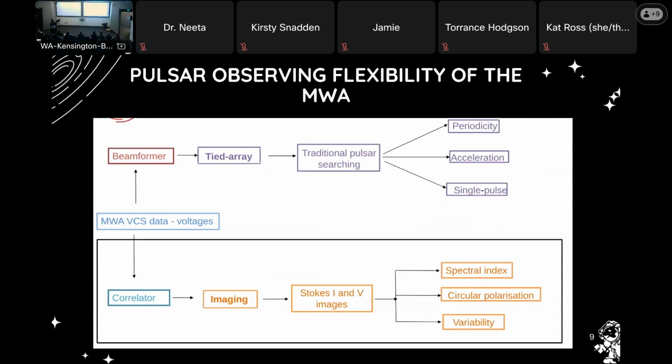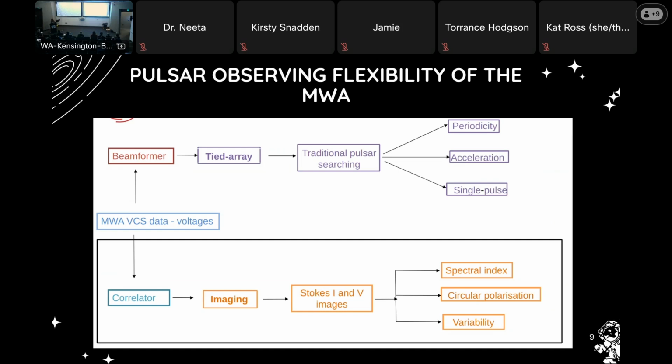So one of the things that I would really like to highlight is the advantage of using VCS data. The VCS data provides maximum data processing flexibility, and by that I mean the VCS data, or the voltages, can be processed using a beamformer to form tied-array beams and do traditional pulsar searches. And to learn more about all of the great work that is being done with the help of the beamforming aspect of VCS, check out all of the talks that are happening in the pulsar session tomorrow afternoon.